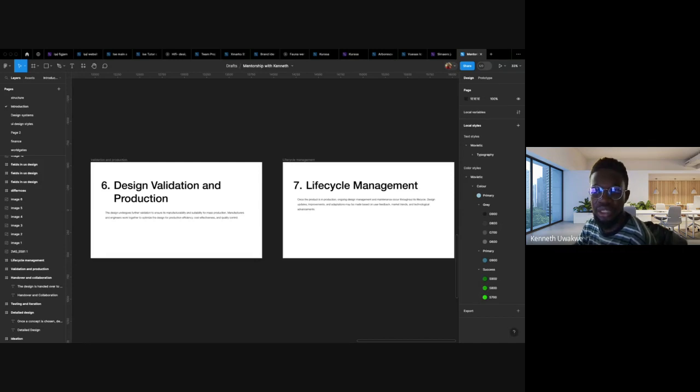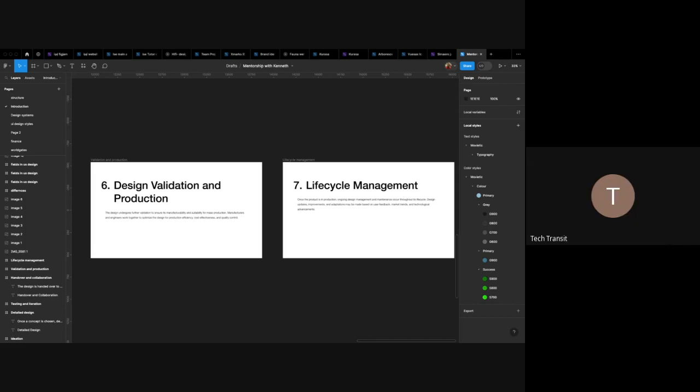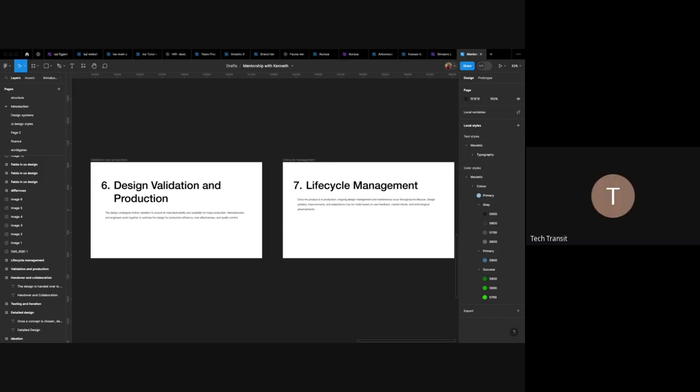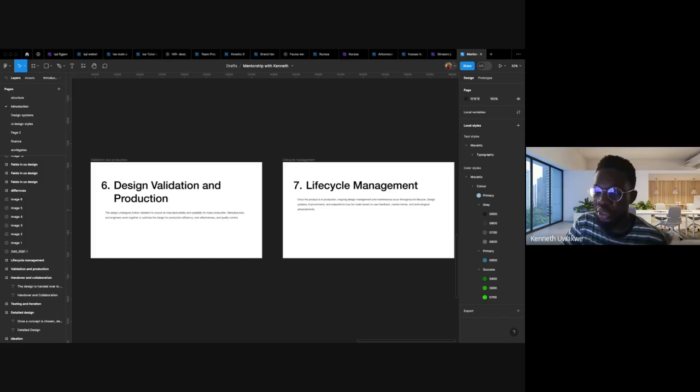So I'm going to quickly answer that question. The first one, what else can Figma do? Oh, you're here. Please go ahead. Do you want to take the question? The question is what else can Figma do, aside from what I've actually explained right now, which is designing frames and all those? Aside from that, what else can Figma do?